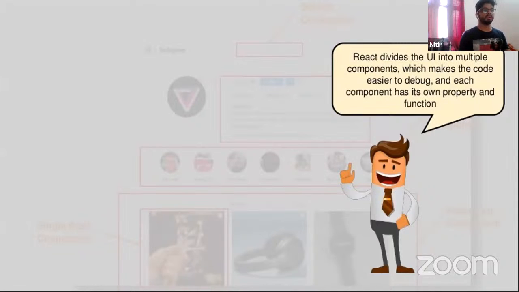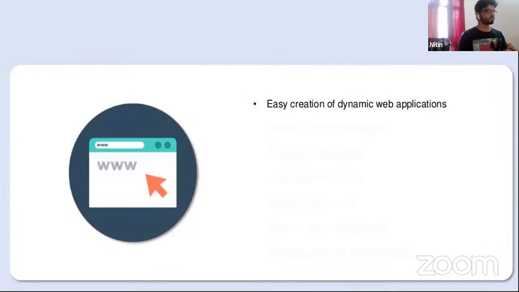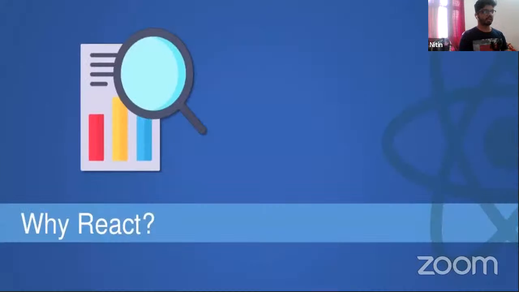So React divides the UI into multiple components, which makes it easier to debug, and it also makes the web page faster. Any events that happen on the web page will not affect the whole web page, only the component on which the event was fired. So now we will be moving on to why we would be using React.